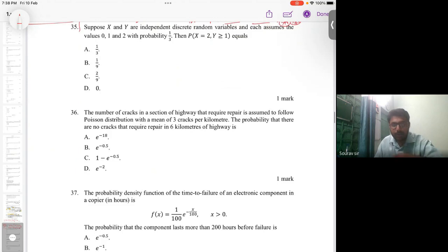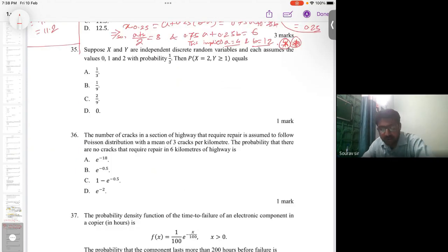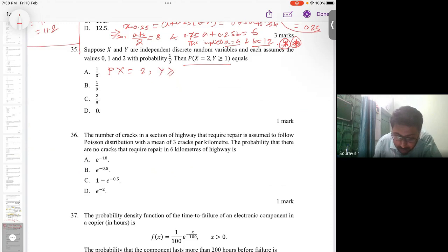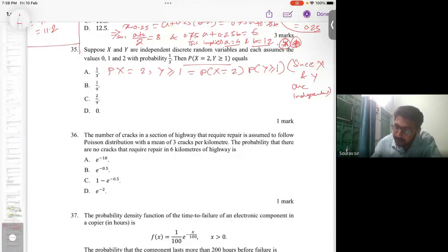Now let's jump to question number 35. Suppose X and Y are independent discrete random variables and each assumes the value 0, 1, and 2 with probability 1 by 3. Then we have to find this. So, P of X equal to 2, Y greater than or equal to 1 is equal to P of X equal to 2 into P of Y greater than or equal to 1, since X and Y are independent, so I can write this relationship in this way.